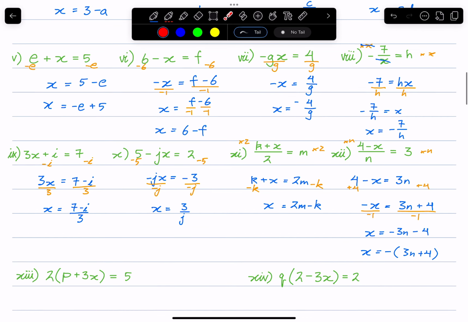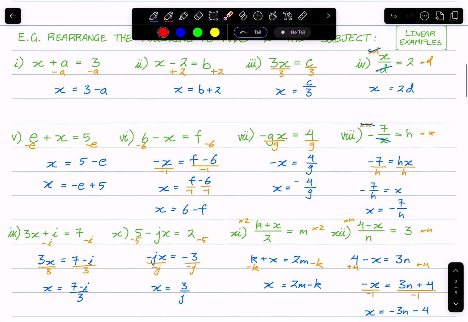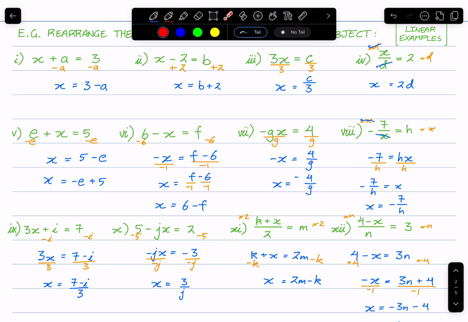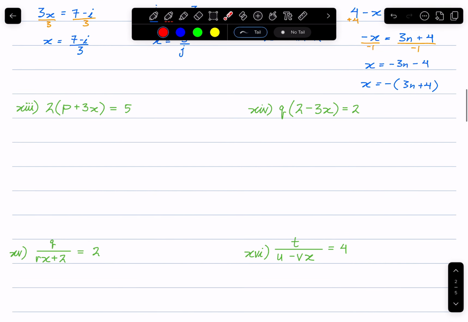Okay, so yeah, I hope that's giving you an insight into combinations of these basic ones. Hope to see you in the next video where we take on these, well, slightly more complicated versions.